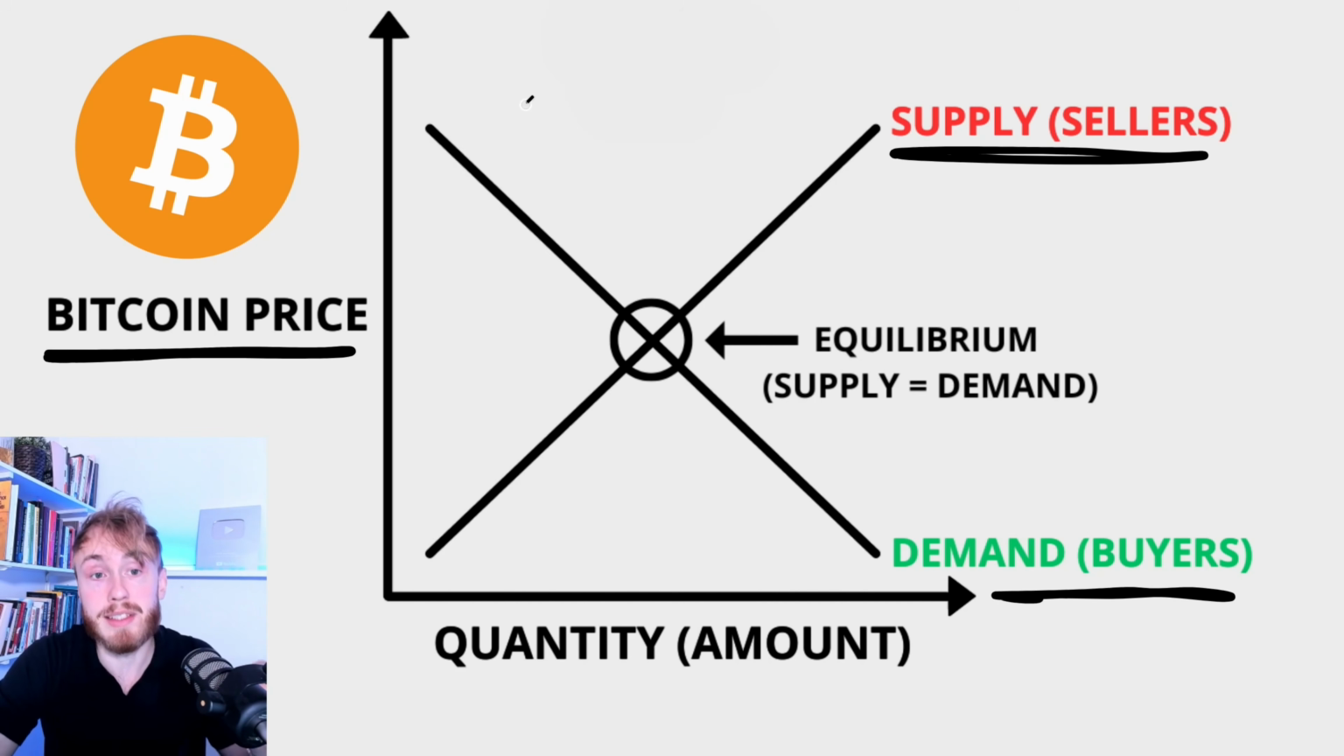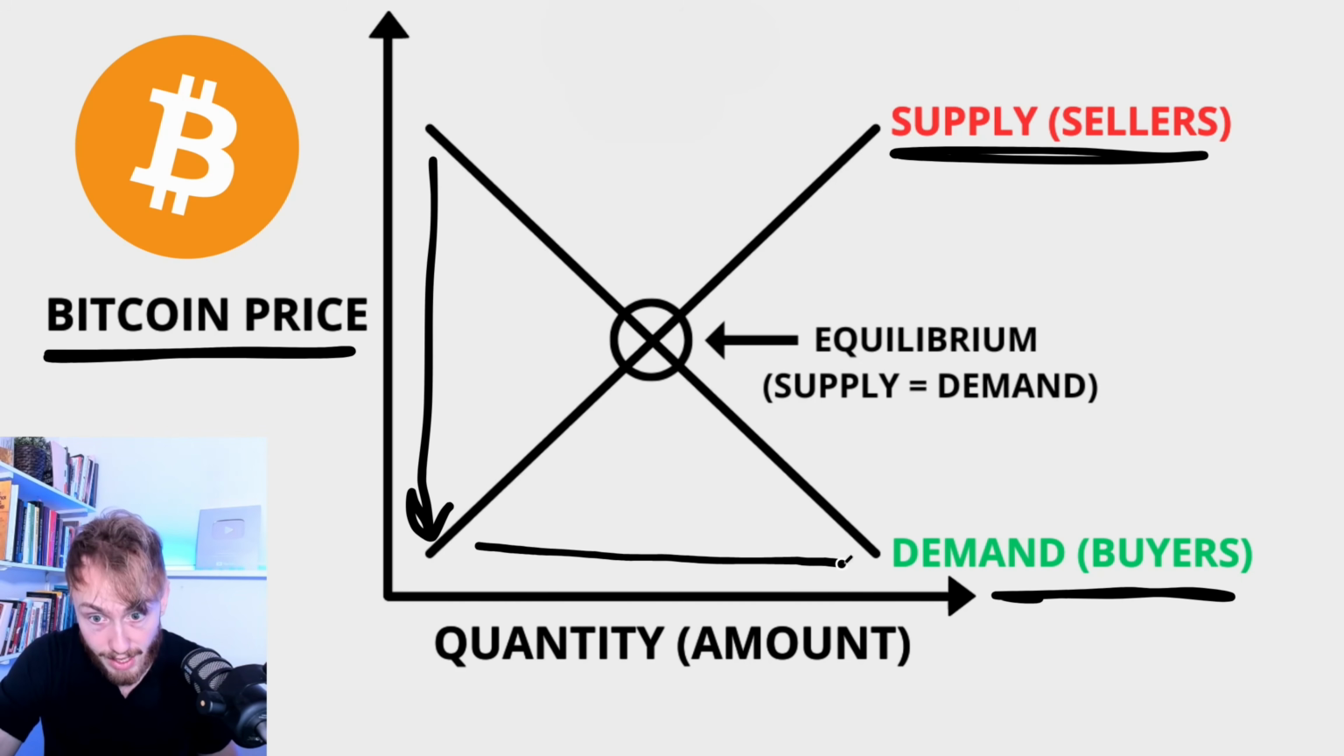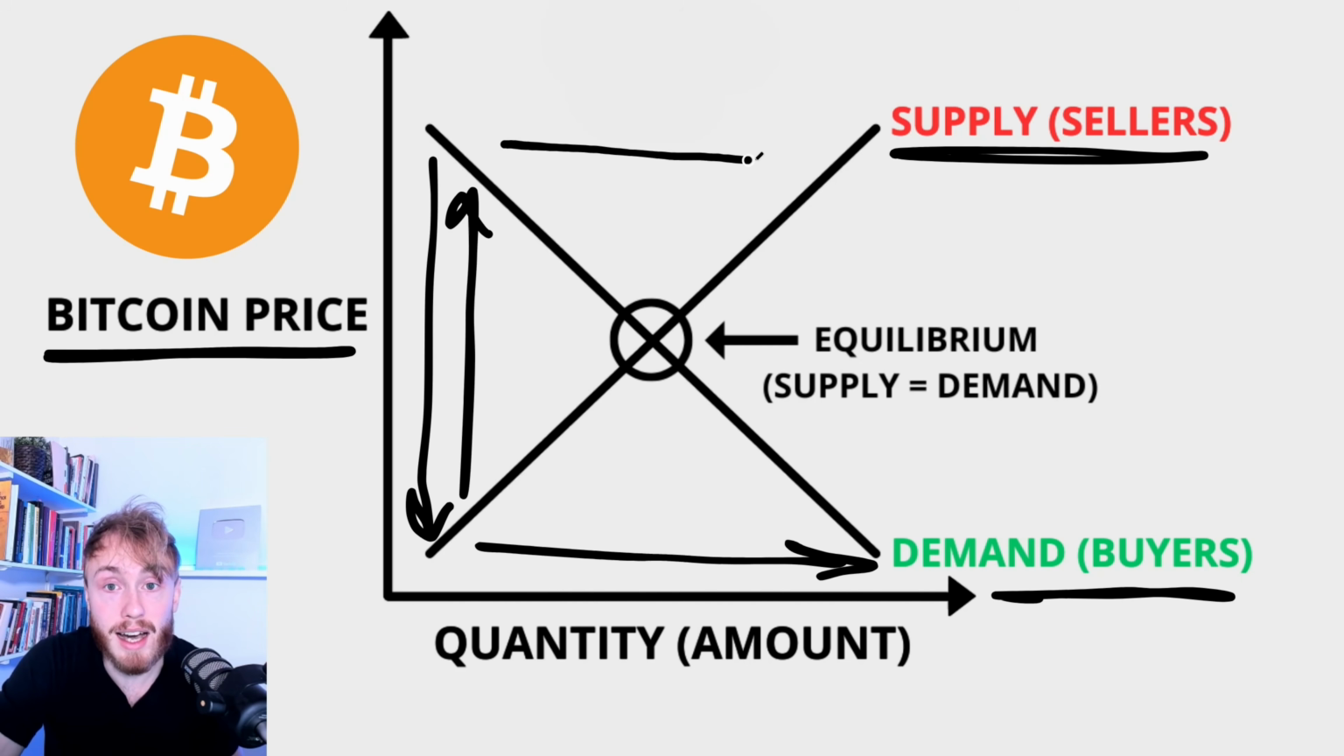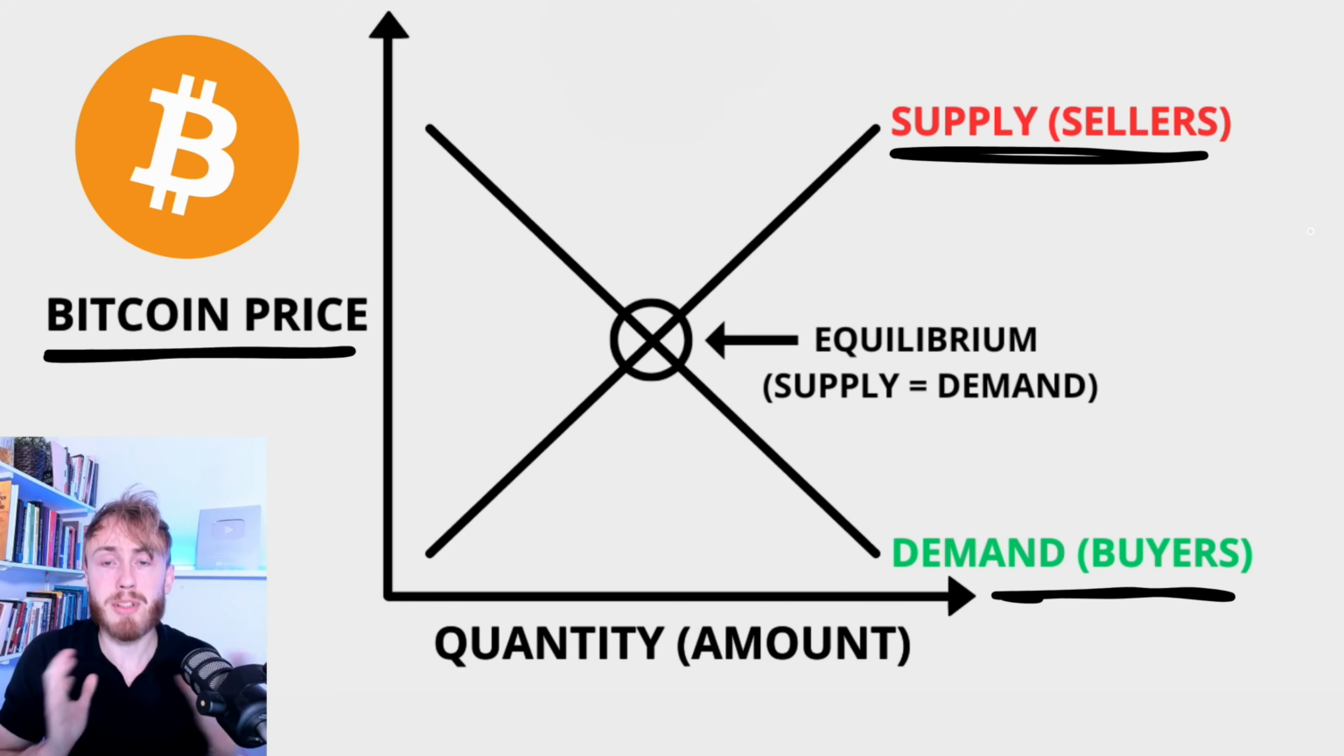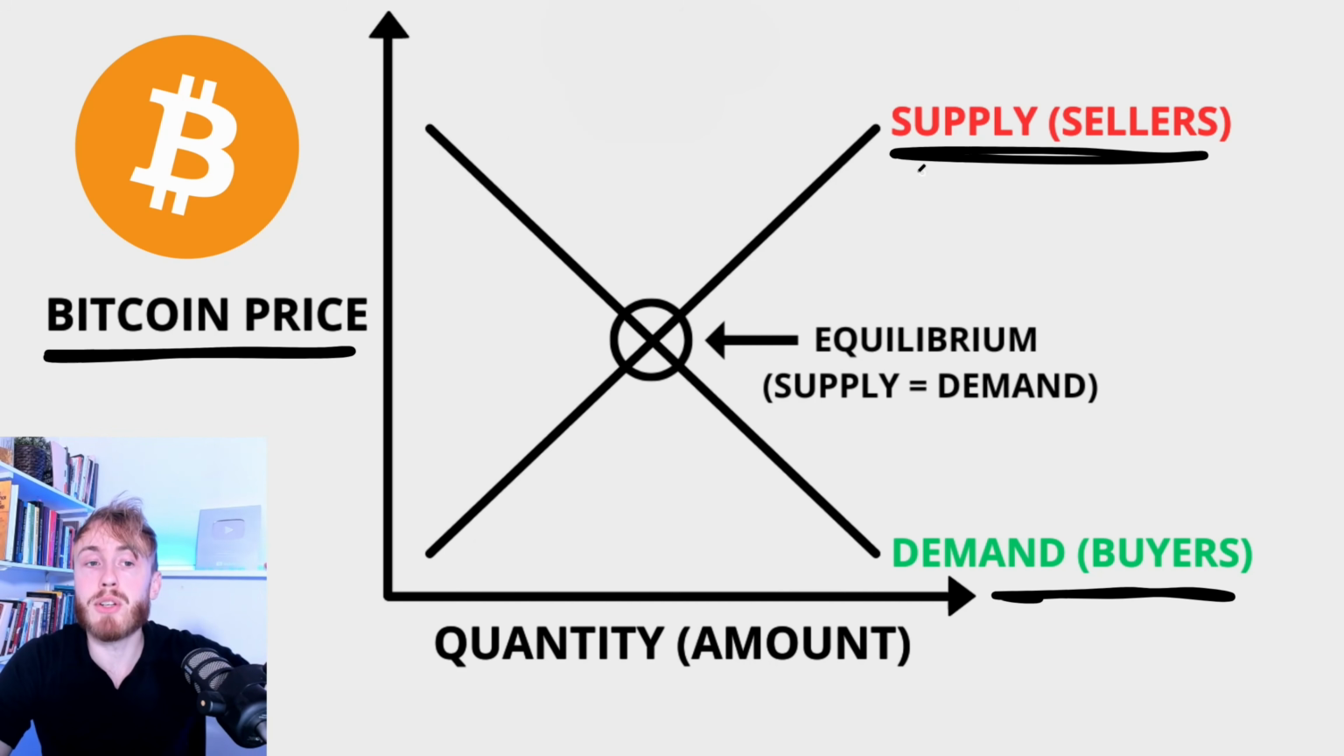And remember, the lower the price, the more demand, and the higher the price, the higher the supply. But here, and this is super important, let's say that we look at a certain Bitcoin price level. Let's say that we look up right here and that this price is $150,000.